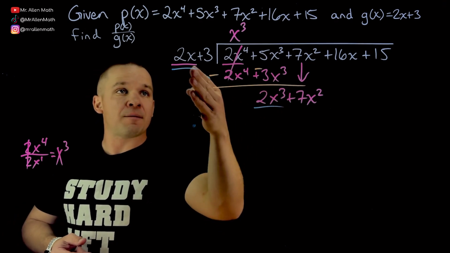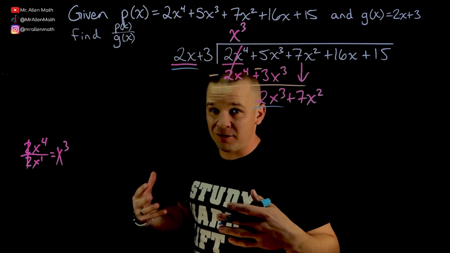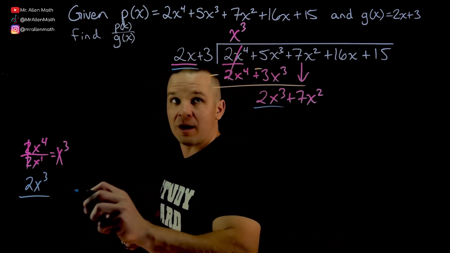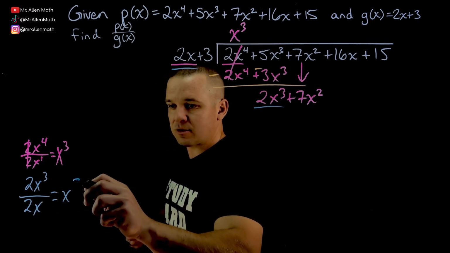So 2x cubed divided by 2x. I'm going to do it off the side here so we just keep the color coding going. You don't have to do this side math if you don't need to. That's totally fine. I got 2x cubed divided by 2x, and I'm left with x squared.